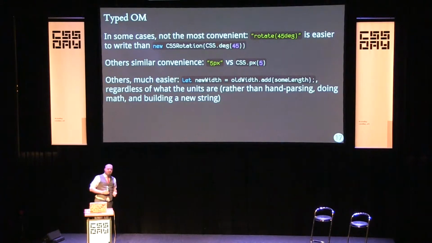Having to use JavaScript syntax is sometimes better, sometimes worse for setting things. For example, rotate 45 degrees is just shorter to write than new CSS rotation, css.deg 45. A lot of times it's pretty similar. Simple values are not that much more complicated in the JavaScript form. And in others, it's much easier. I was already pointing out some math bits where it automatically figures out whether it needs to do a calc or not. It does all that automatically whether you're looking at a calc to start with or a plain value.